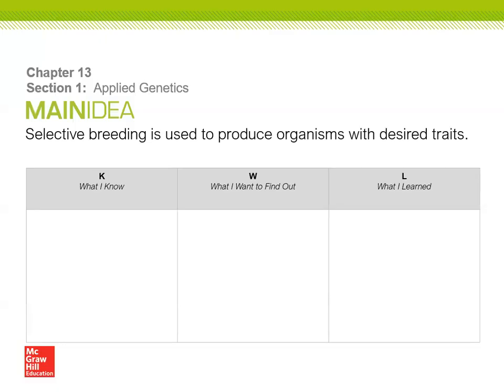So we're going into chapter 13, which is applied genetics. We looked at how DNA replicates and mutates. How do we apply it now? How do we use all this information? How do people use it? Well, selective breeding is really what it boils down to.